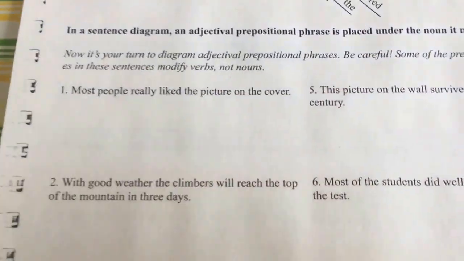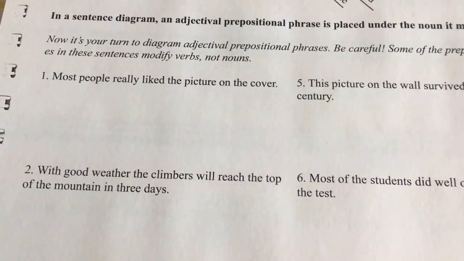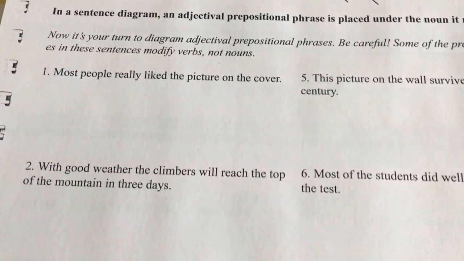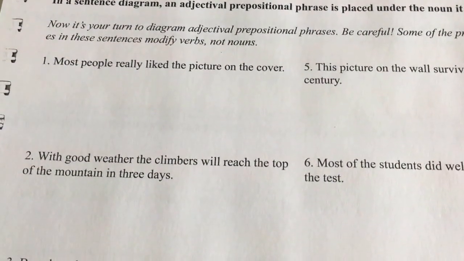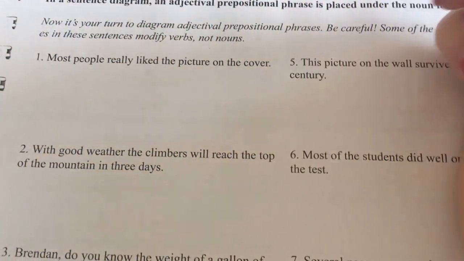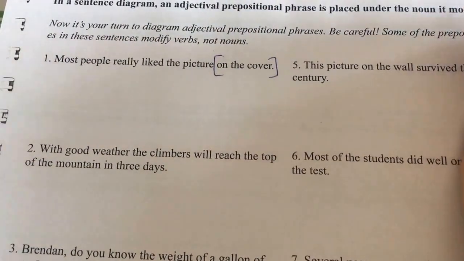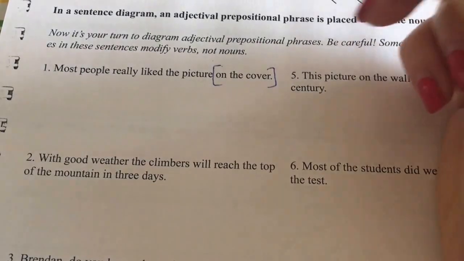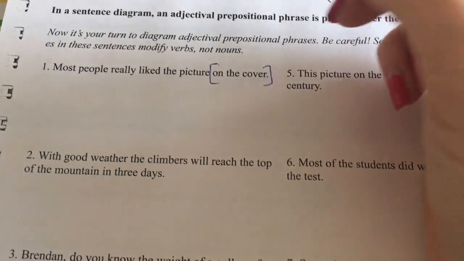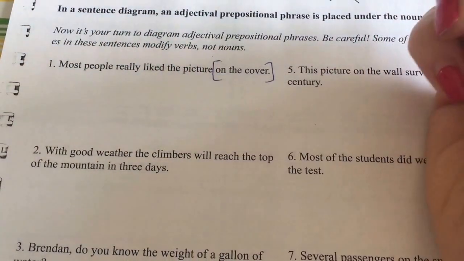Now let's look at one of our examples here. Most people really like the picture on the cover. Okay, so let's follow the steps outlined in our directions. First thing we want to do is to block off the prepositional phrase. If we look on here, we have on the cover as our prepositional phrase, so we're going to leave that aside. Now we need to look at identifying our subject, verb, and the aspects of our sentence.